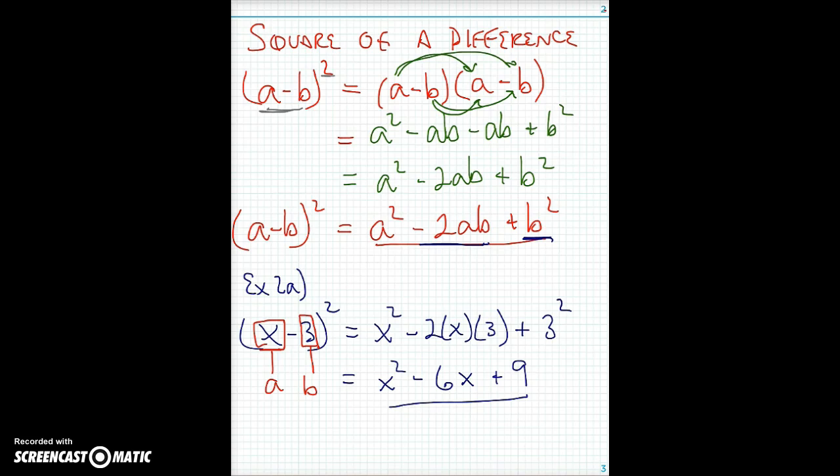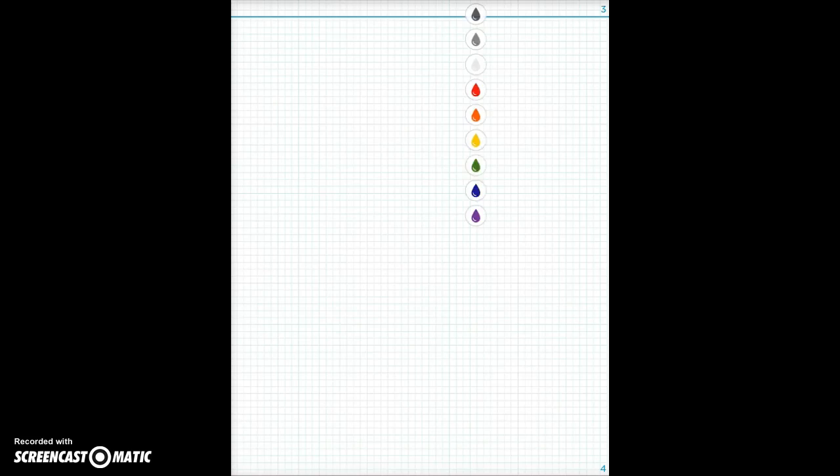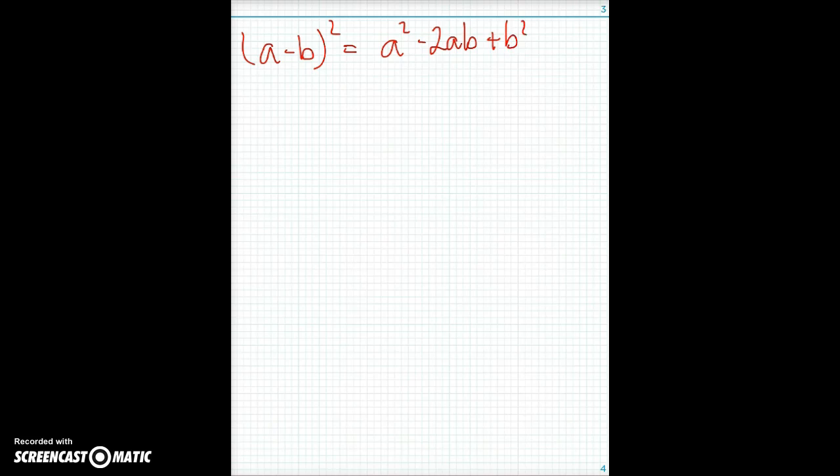We can look at another example. Let's get another page up here. I'm going to rewrite at the top just so we have it to refer to. Our square of a difference formula was a minus b squared is equal to a squared minus 2ab plus b squared. So let's call this example 2b.